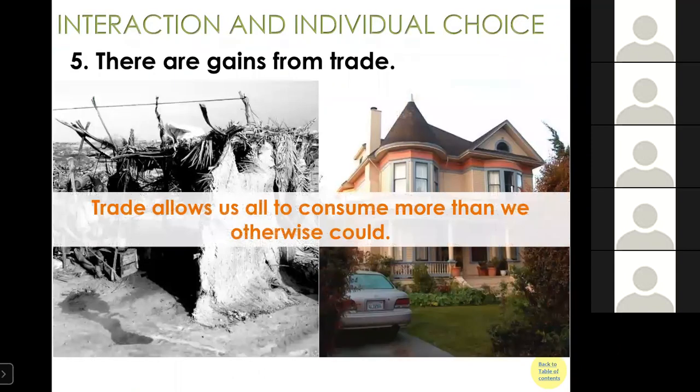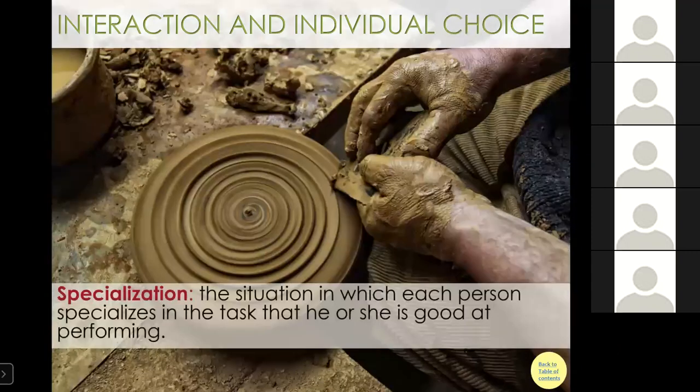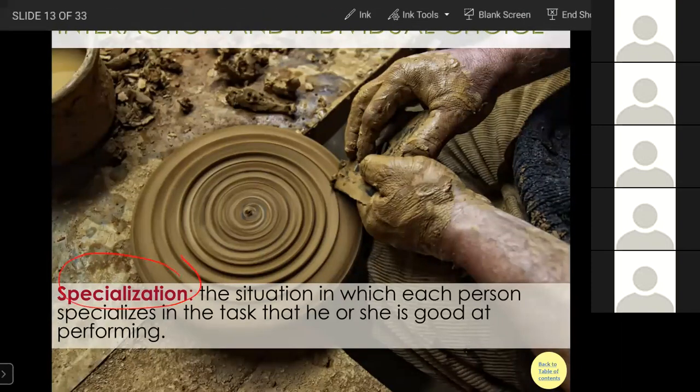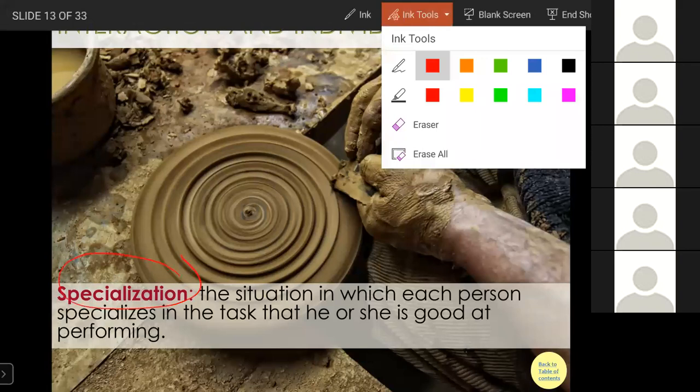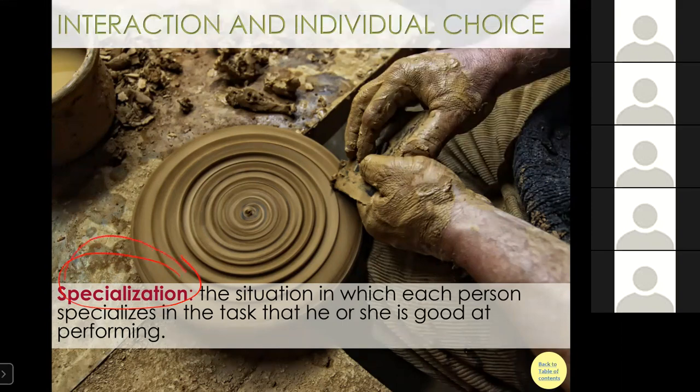Principle number 5: there are gains from trade. Here we have a concept called specialization, which is what we are going to discuss today. Let me use a different color. I'm not sure which color works better, so let me show you this one. Okay, specialization: that's what we are going to discuss today.